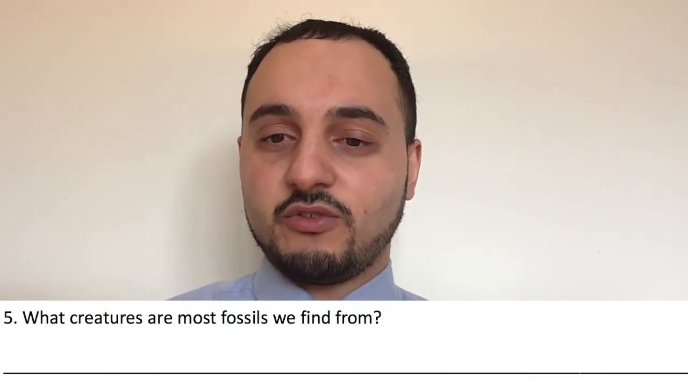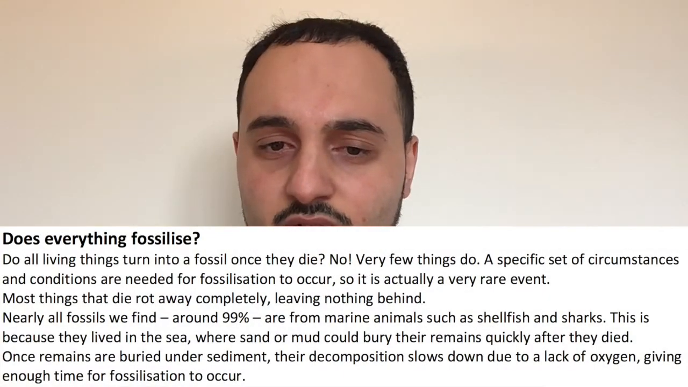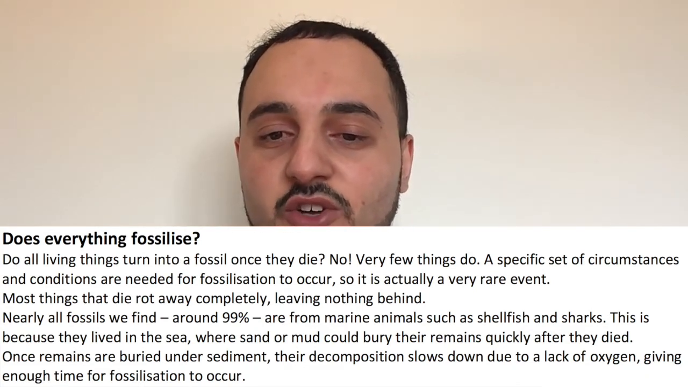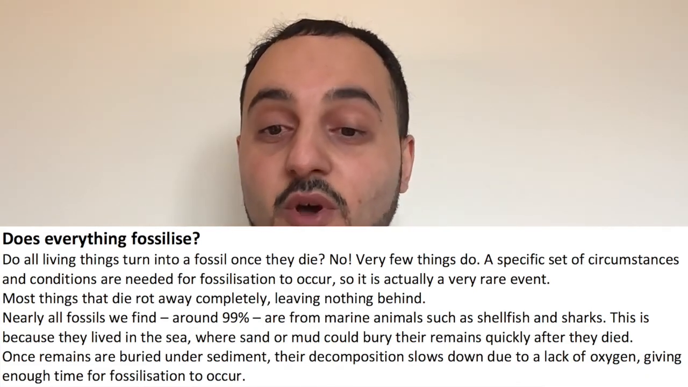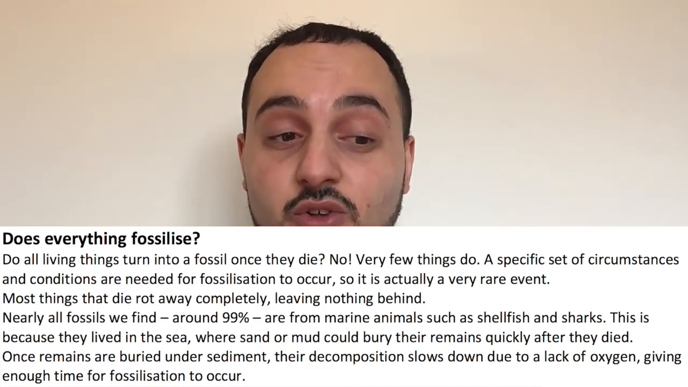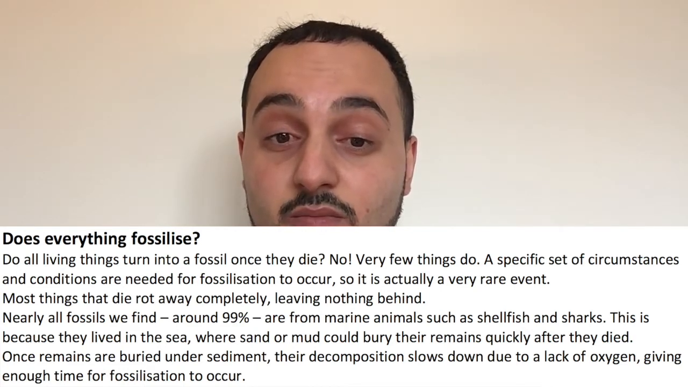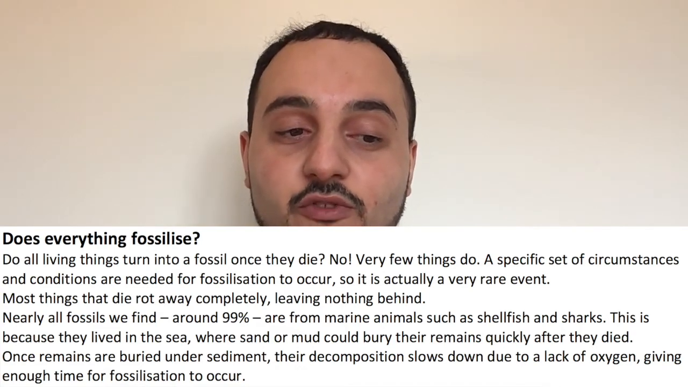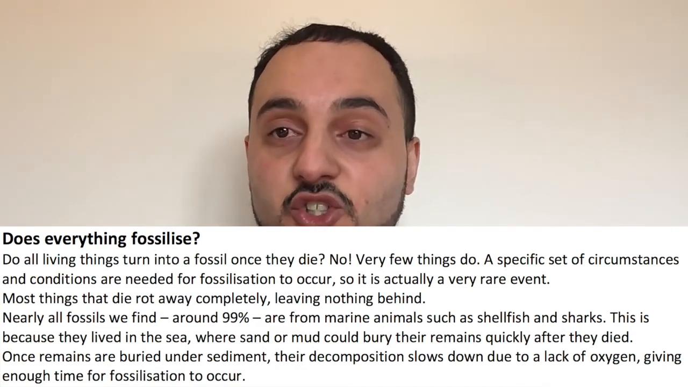Right, question 5. What creatures are most fossils we find from? So I need to have a look through the text again. It's right there in the does everything fossilised section. It says, nearly all fossils we find, around 99%, are made from marine animals such as shellfish and sharks. So the question is asking me what creatures are most fossils we find from? They are from marine animals such as shellfish and sharks.